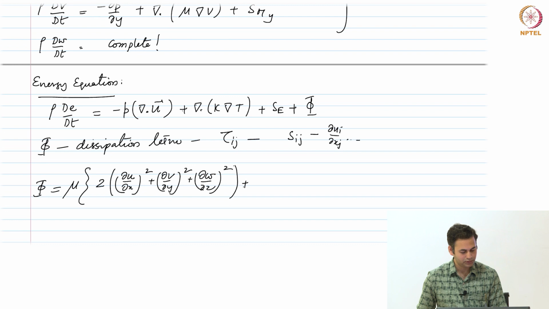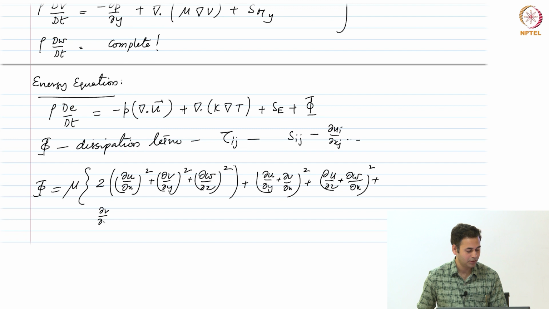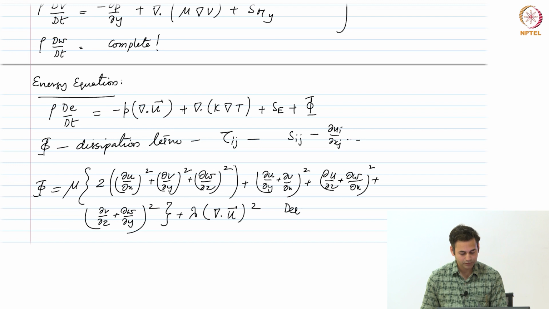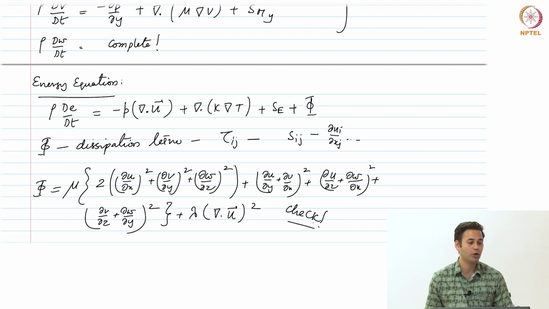Plus, you would see [partial u by partial y plus partial v partial x] square, plus [partial u partial z plus partial w partial x] square, plus [partial v partial z plus partial w partial y] square, okay, plus lambda times [del dot u bar] whole square, okay? So, this is something you have to derive, or rather check. Check this by plugging in the viscous stresses in terms of strain rates and then club all these terms. So, this is the dissipation term which appears on the right hand side of the energy equation, okay?